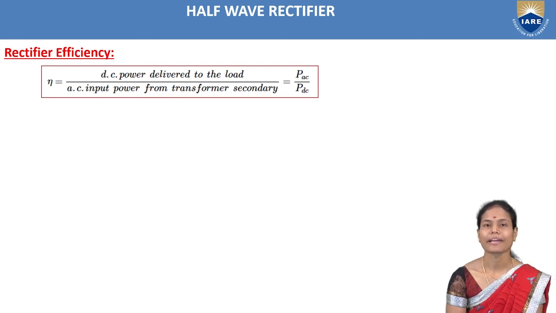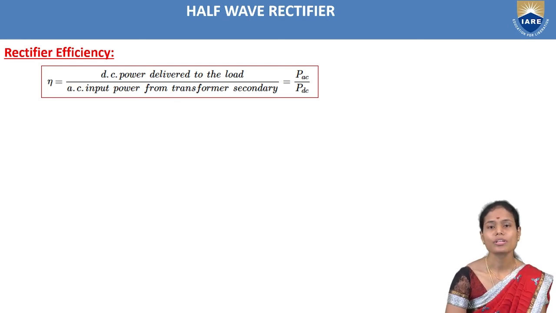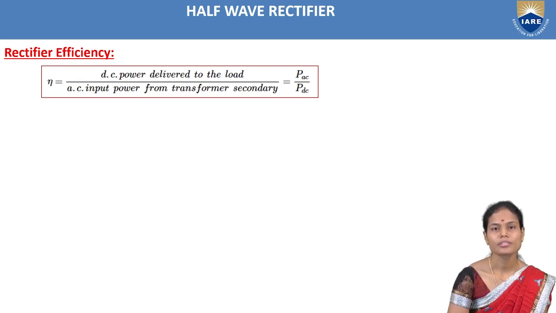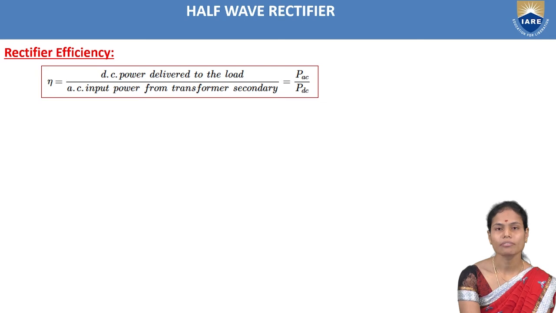And next parameter is the efficiency. In order to see the performance of any circuit or any device, we have to check the efficiency of that particular device. In order to check the efficiency, here we have the formula: DC power delivered to the load divided by AC input power from transformer secondary. So we are representing it here as PDC by PAC.